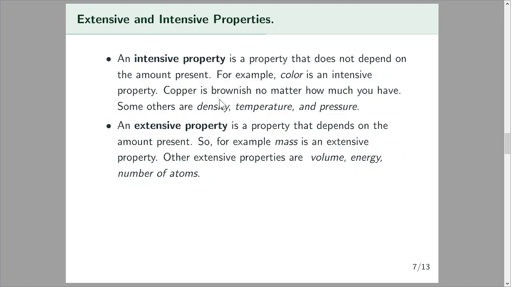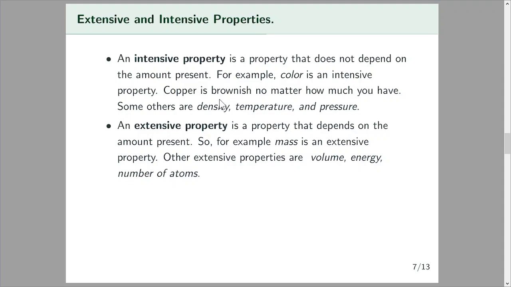Other properties that we're interested in. An intensive property is a property that does not depend on the amount present. This is a little different than what we've been talking about. So an intensive property is density or temperature or pressure. If you have something that's at 70 degrees, it doesn't matter how much you have of it, all of it's at 70 degrees. If you take a piece of iron, the density of iron, remember density is mass divided by volume, and so it's the mass per space it takes up. A little piece of iron has the same density as a big piece of iron.